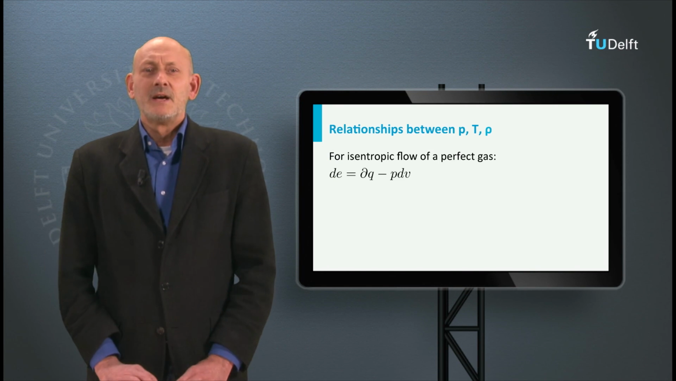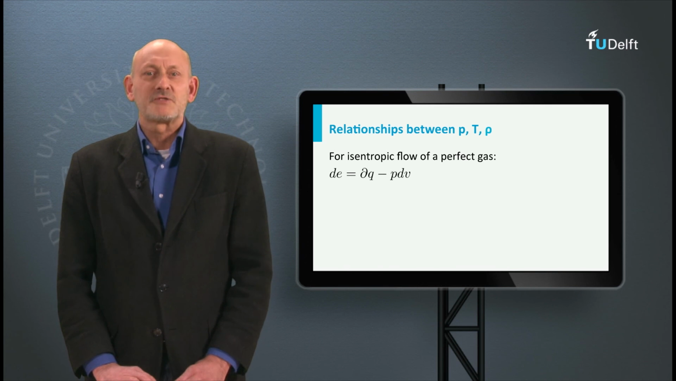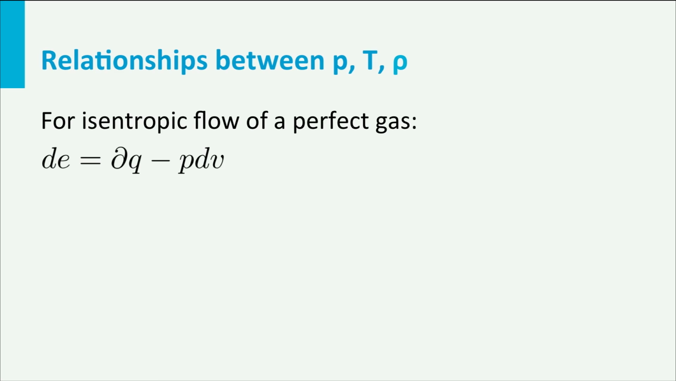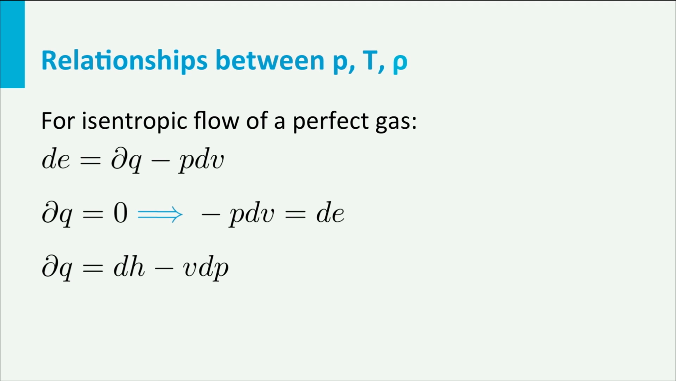In the previous lecture, we talked about the first law of thermodynamics for a reversible process. dE is dQ minus P dV, where V is the specific volume. Since dQ is 0 for isentropic flow, the first law of thermodynamics transfers into dE is minus P dV. When we introduced the term enthalpy, H, in the previous lecture, we found dQ is dH minus V dP. With dQ is 0, we get dH is V dP.